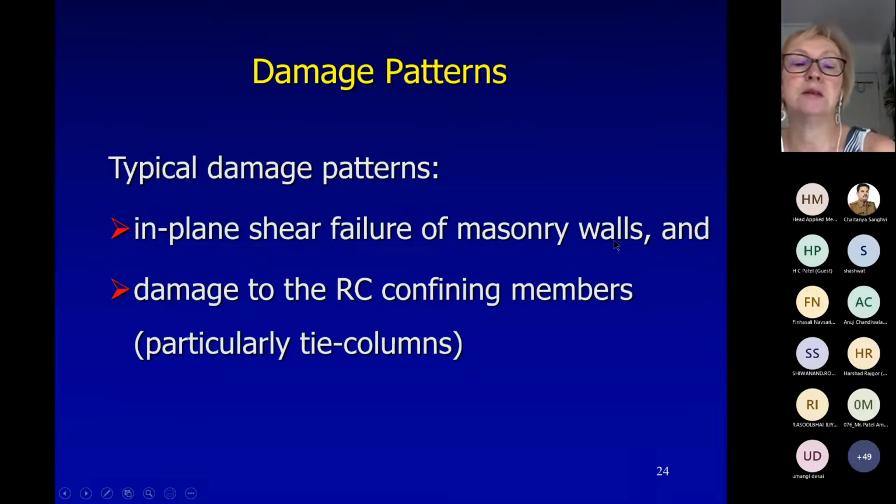Typical damage patterns in these buildings is in-plane shear failure of masonry walls and damage to reinforced concrete confining elements, particularly tie columns, depending on the extent of damage. If you remember the first slide in the previous presentation, you remember these points 1, 2, 3.